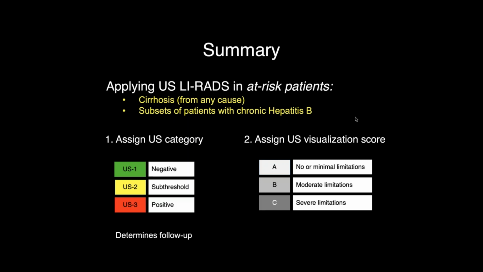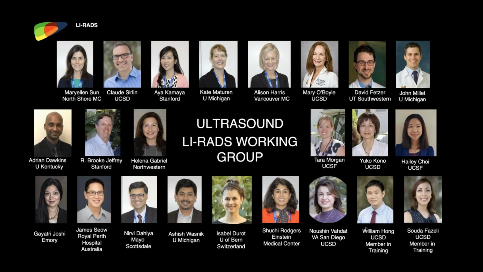So the second part of ultrasound LI-RADS is that you assign an ultrasound visualization score, and there are 3 possible visualization scores: A, no or minimal limitations; B, moderate limitations; or C, severe limitations. The ultrasound visualization score communicates the expected level of sensitivity, but at this time does not determine follow-up officially.